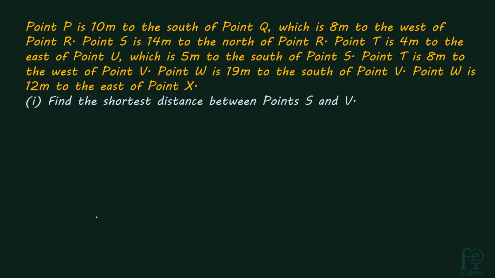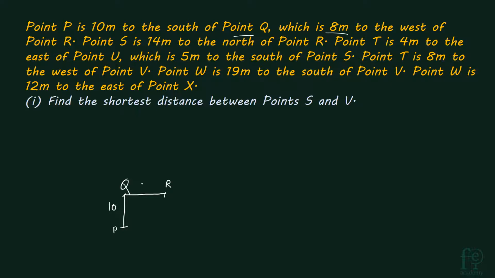Now second question, point P is 10 meter to the south of point Q. So point Q should come here and point P will be 10 meters to the south of point Q, which is 8 meter to the west of point R. So this is very important. You have to read the question carefully. Point P is 10 meter to the south of point Q, which is, so point Q is 8 meter to the west of point R.